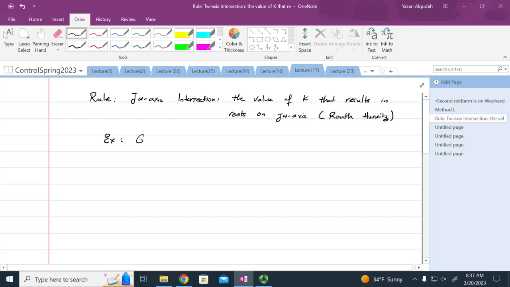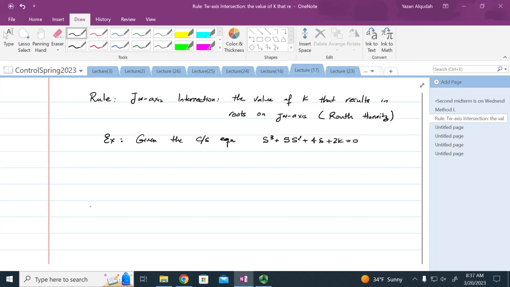As an example, if we are given the characteristic equation s cubed plus 5s squared plus 4s plus 2k equal to 0. What is this characteristic equation? Where does it come from? How do you find the characteristic equation, and what does it represent when we are given a closed loop system, with G(s) and H(s)?